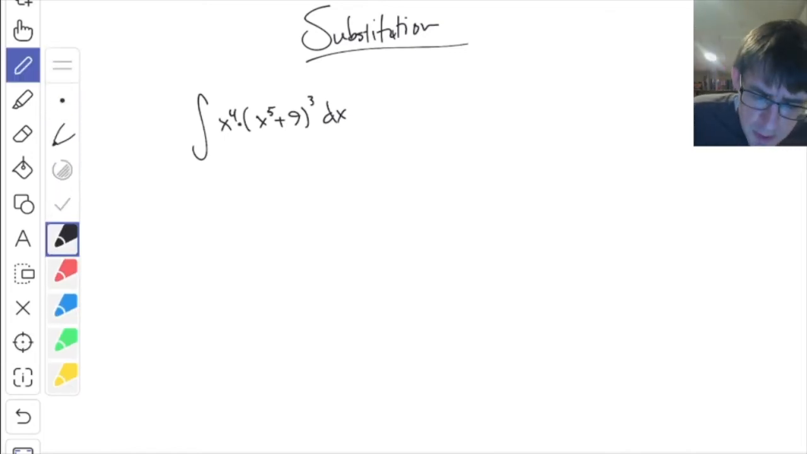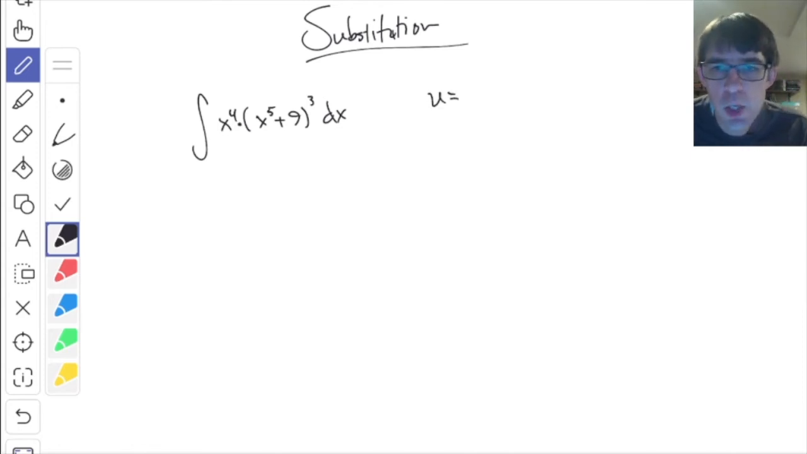All right, here's how we do it. You begin by choosing a piece of this to be u. And your choice of the u, there's no hard and fast rule about this, but in general you want to choose something which is inside of something else, inside the parentheses or inside of a square root sign, inside of an exponent maybe. Any substitution masters out there? What do you think I should choose for the u in this case?